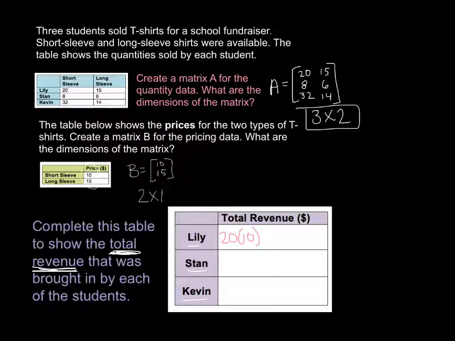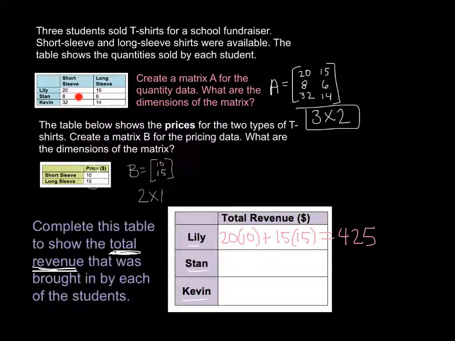Now let's look at the long sleeve. She sold 15 at a price of $15. We have to add that to her total revenue because it's also included. It's short sleeve and long sleeve. So it's going to be 15 long sleeve shirts multiplied by $15. I'm running out of room on my table, but that's okay. That's going to give us a total of $425 that Lily made.